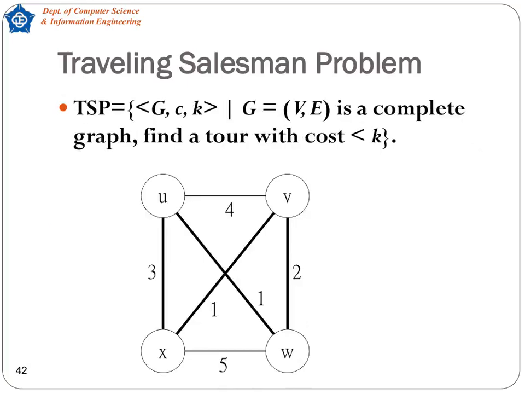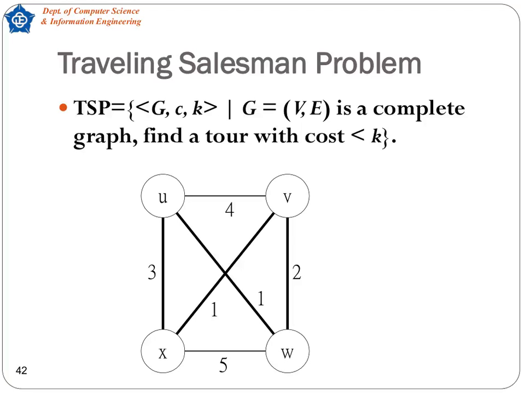Building on our previous discussion, let's now formalize the decision version of the traveling salesman problem, or TSP. We start with an input, G, C, K, where G equals (V, E) is a complete graph, and C assigns a non-negative cost to each edge. The question we ask is simple. Does there exist a tour that visits every city exactly once, returns to the starting point, and has total cost less than K? In the diagram, we see a four-city example with vertices labeled U, V, W, and X.